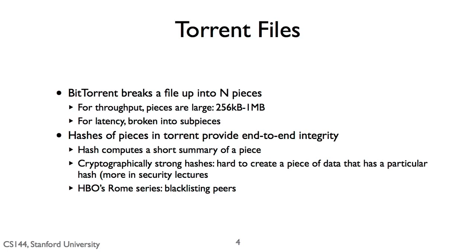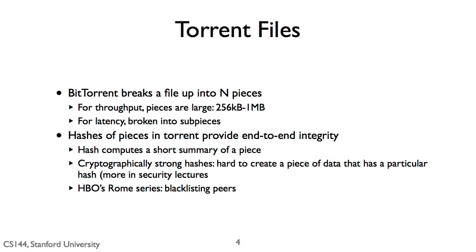BitTorrent breaks a file up into n pieces. Each piece is 256 kilobytes or larger. This size is intended to ensure a TCP stream transferring the file is long-lived enough that its congestion window can grow to a reasonable size and so support good throughput. But BitTorrent also breaks up pieces into sub-pieces so that it can request parts of pieces from multiple peers and so reduce latency. A piece is also the unit that BitTorrent uses to check integrity.